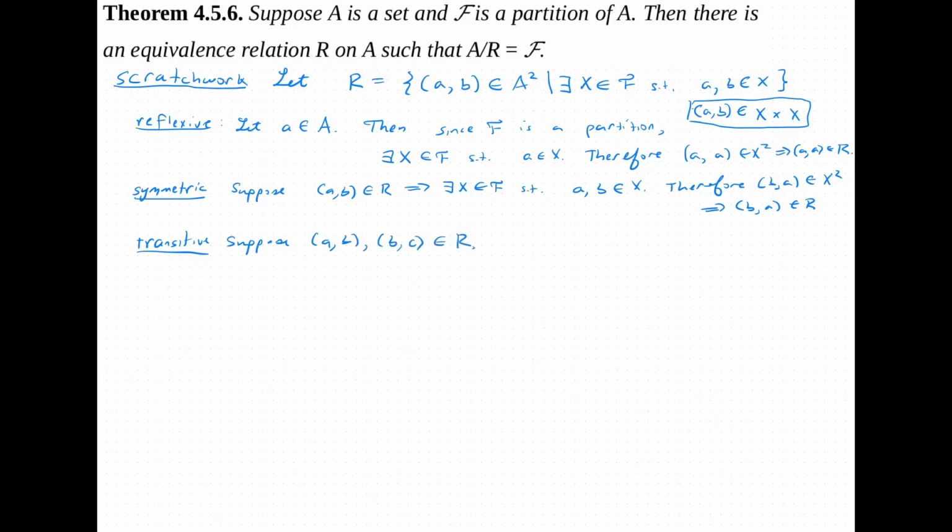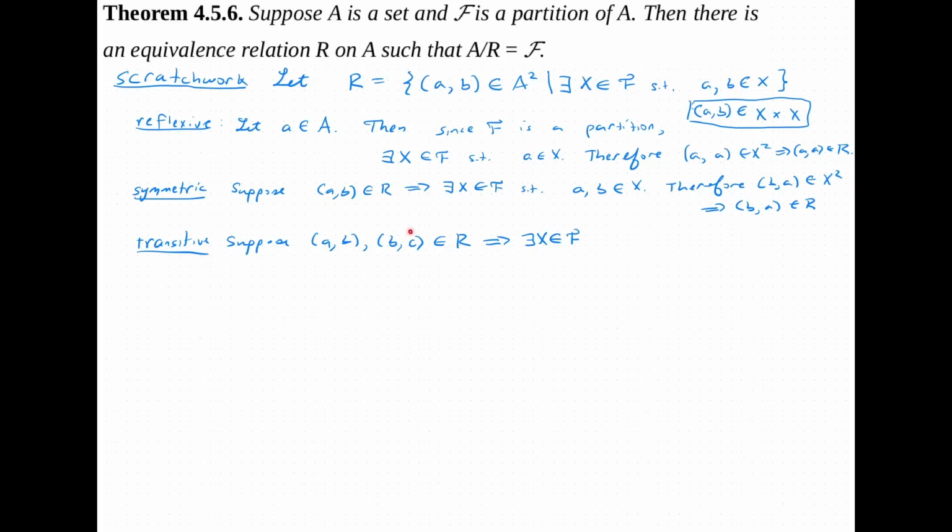And so we want to show that then (A, C) must be in the relation. Now, applying the definition tells us that there exists, because we have (A, B) in R, that means that there is some set in the family. So we have there exists X in F.